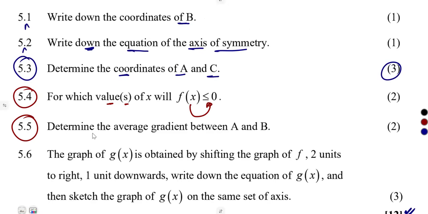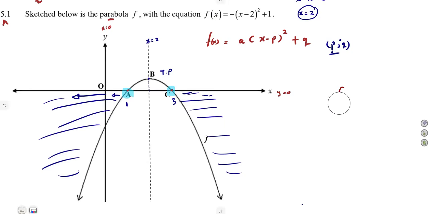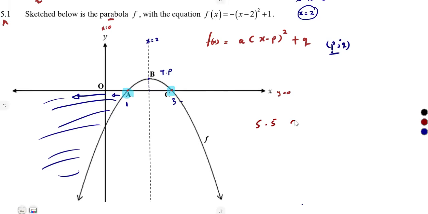All right, 5.5, determine the average gradient between A and B. Points A and B, the average gradient for 2 marks. So to have the average gradient, you just need points. Remember, average gradient as we are used to. All right, so this is 5.5. So we need the average gradient.